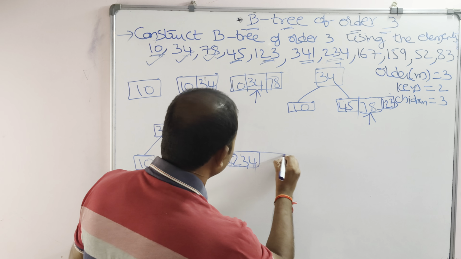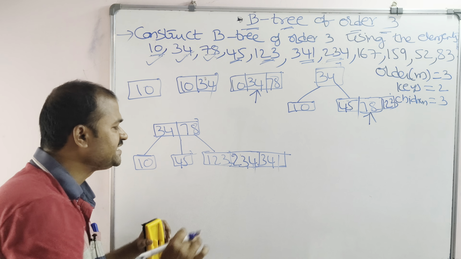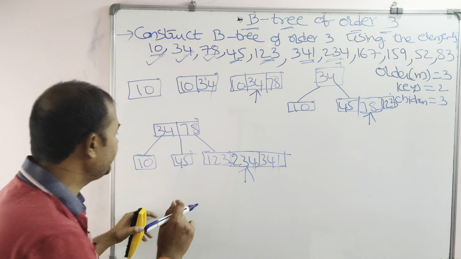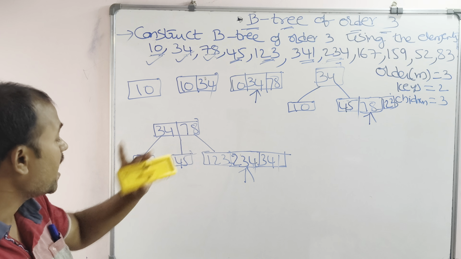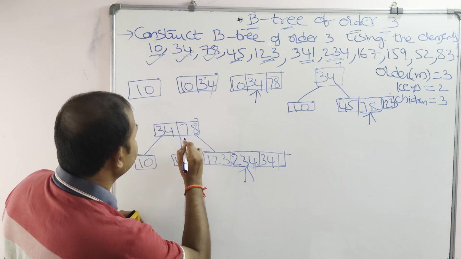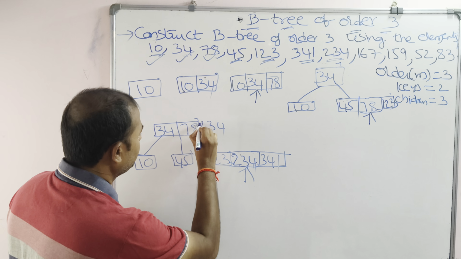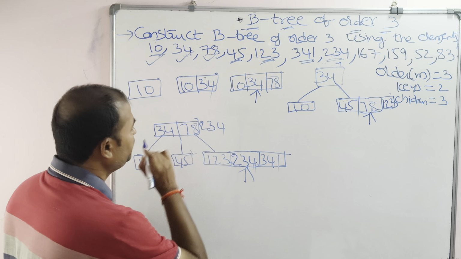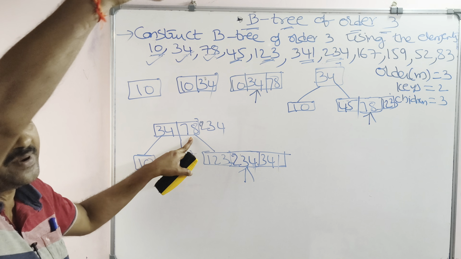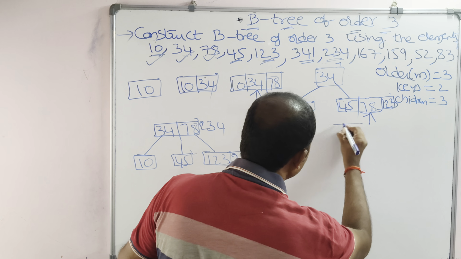Next here we have 341. So again this leaf node is full. So we have to calculate the middle element and push this element up. So if we insert here, we will get 34, 78, 234. Again this parent node is full. So we have to calculate the middle element and push this element up. So 78 will become the root now.